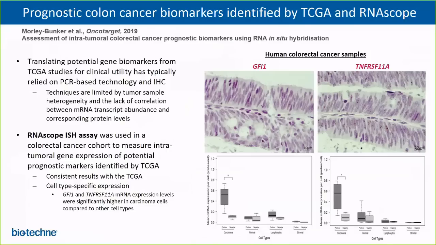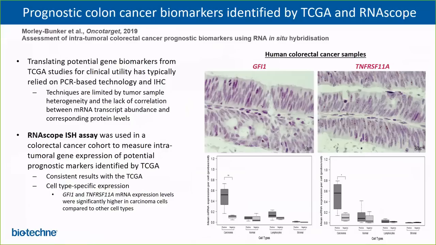Translating potential gene biomarkers from the Cancer Genome Atlas, also known as the TCGA, these studies have, for clinical utility, typically relied on PCR-based technology or IHC. However, these techniques are limited by tumor sample heterogeneity and the lack of correlation between mRNA transcript abundance and corresponding protein levels. The authors of this paper used RNAscope in a colorectal cancer cohort to measure intratumoral gene expression of potential prognostic markers that were identified by the TCGA.